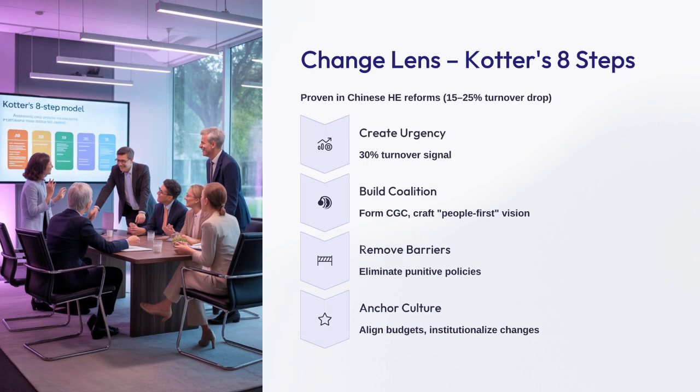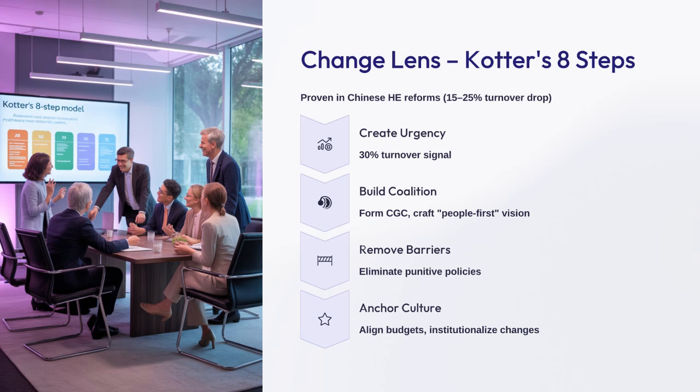And next is the change lens. Follow Kotter's 8 steps. Why Kotter? Two reasons. First, empirical support. Case studies at Zhejiang University and Xi'an Jiaotong-Liverpool University reported 15 to 25% turnover reductions when Kotter's sequence was applied. Second, its phased logic mirrors GZIST's yearly accreditation rhythm. Step 1, create urgency. A 30% churn rate supplies urgency without exaggeration.